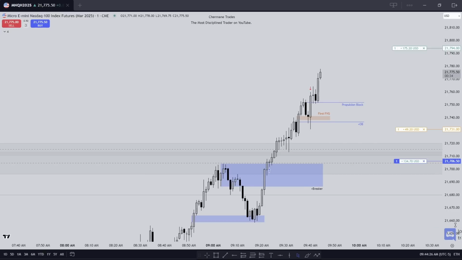But this has been a beautiful no drawdown on the entry. Okay, entering at the high of the breaker, and you see the result there.